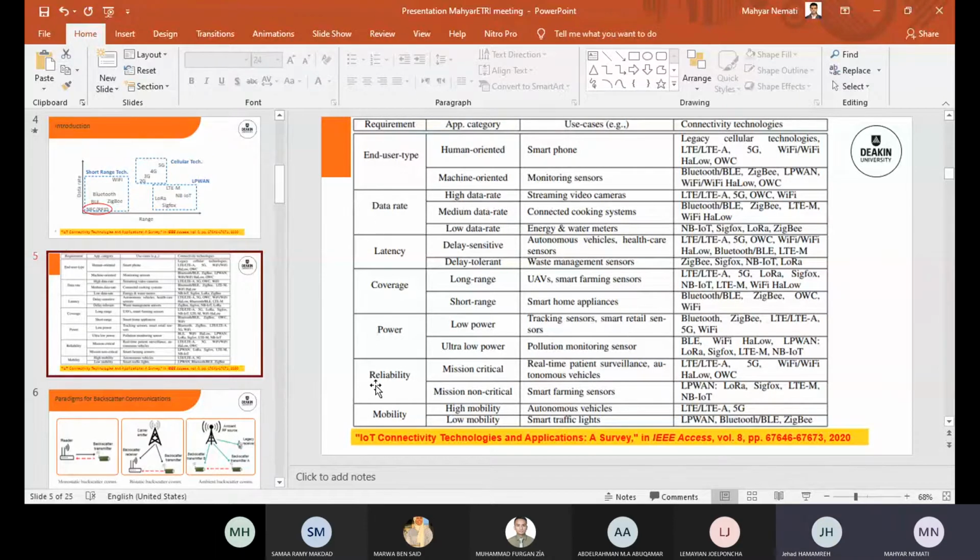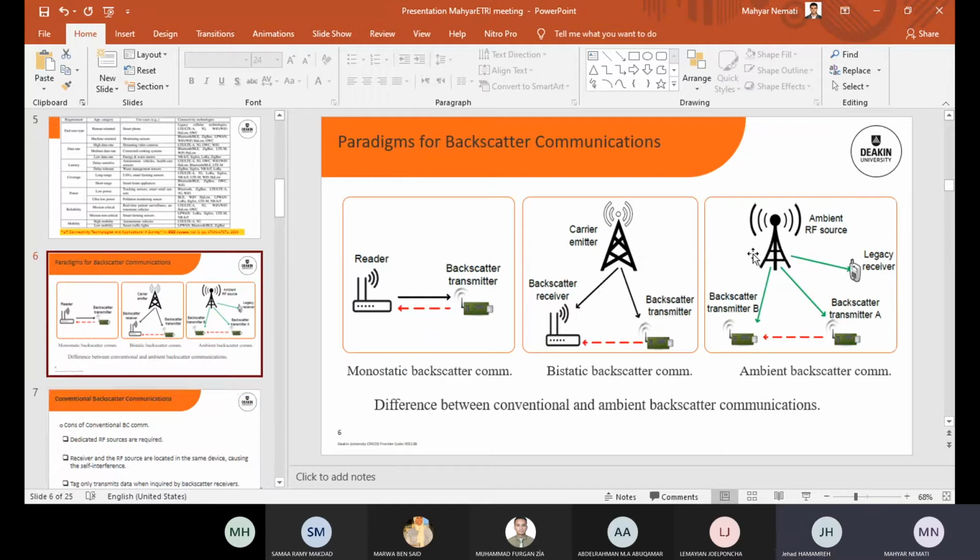So here there are requirements that can lead to different types of classifications. For example, if you take a look at the data rate, we have 3 different classes: high data rate, medium data rate, and low data rate applications. There are some use case examples, and then you can take a look at the nominated or potential connectivity technologies for those specific applications. Again, if you need more details, I can refer you to this paper, which is also open access, so you can easily access it. So let's jump to backscatter communication.